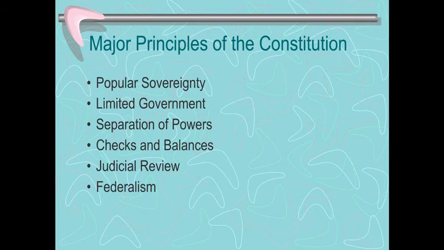So if you could flip to the back of page 13 to page 14, we're going to list and talk about and define and explain the principles of the Constitution. So the first one is popular sovereignty. Second one is limited government. The third one is a separation of powers. The fourth one is checks and balances. The fifth one is judicial review. And the sixth one is federalism.